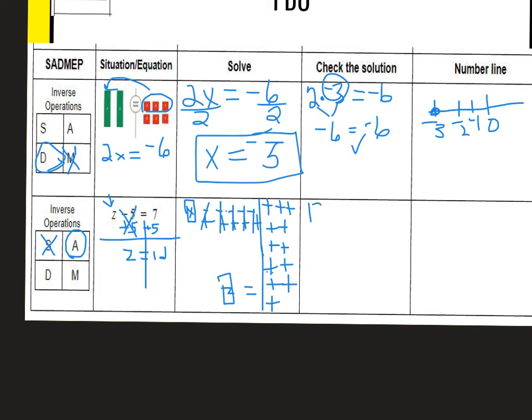So once again, can I check my solution of 12? Of course I can. 12 take away 5, does that equal 7? Yes, 7 equals 7. So the solution of 12 is true. Where is 12 in relation to 0? It is to the right of 0. So my final answer is a positive 12.